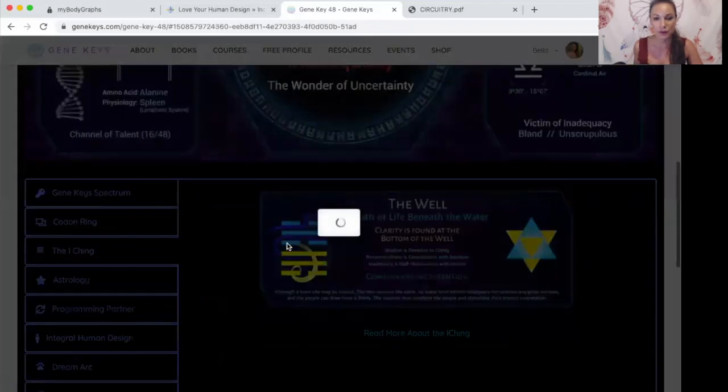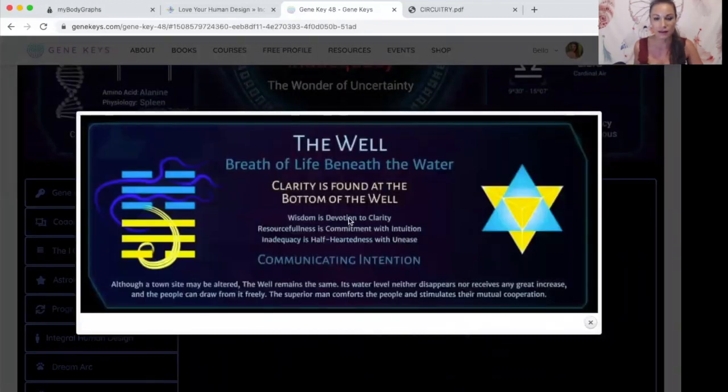The I Ching, we also see here that it's the water over wind. So when we look at the geometry, we see that these three are the 57, which is wind over wind. These three are the 29, which is water over water. And then it becomes this beautiful geometry. Inadequacy is half-heartedness with an ease. Resourcefulness is commitment with intuition. And wisdom is devotion to clarity. Super beautiful. And then clarity is found at the bottom of the well. So here we also see that in this braid, in this geometry, we have the 57 that's also connected to the 48, which is all, again, part of that codon ring of matter.